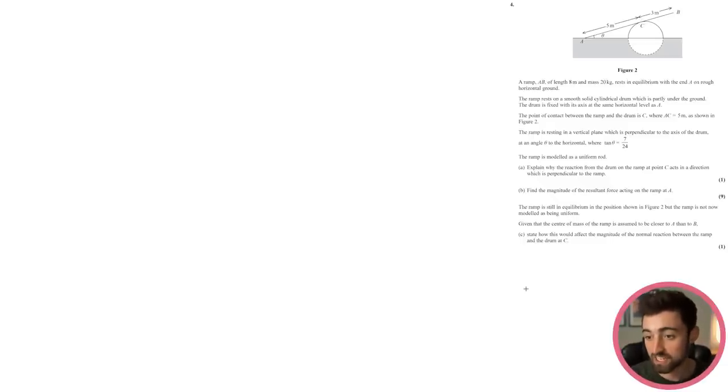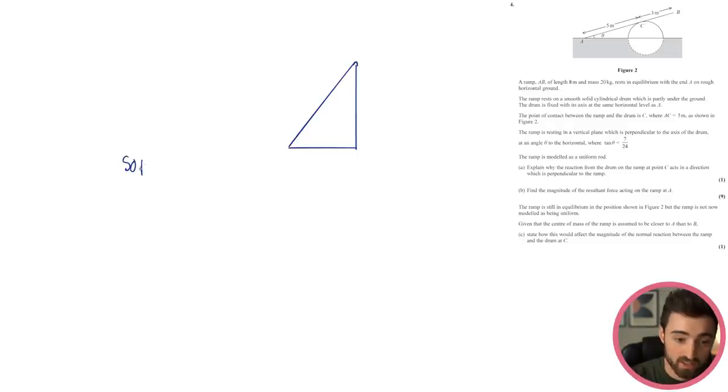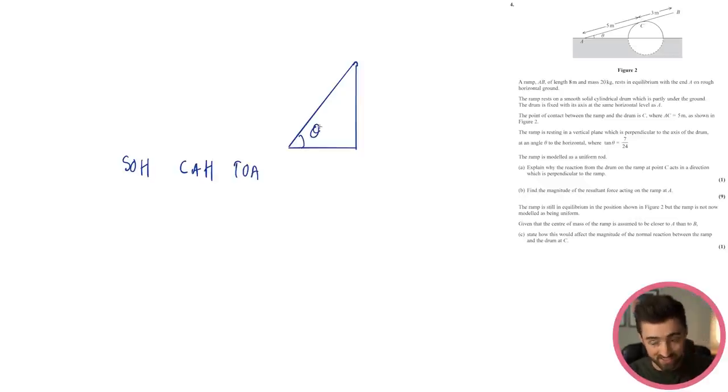The ramp is resting in a vertical plane, which is perpendicular to the axis of the drum, at an angle of theta to the horizontal, where, oh look at this, tan theta equals 7 over 24. Why do you think they've done that? Because they want you to do what we always do. We're going to get the triangle, we're going to SOH CAH TOA it, and everyone's going to be happy because we're going to get a sine and cos without ever having to touch theta itself.